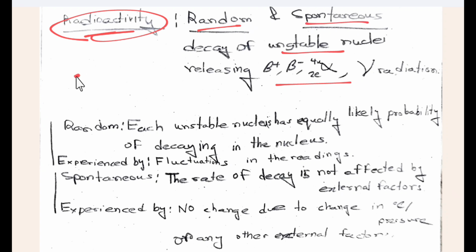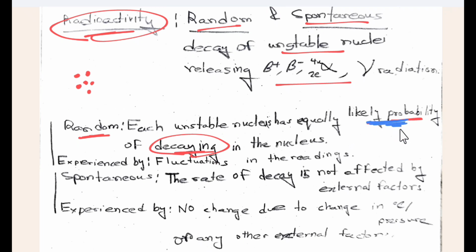Random means that, suppose these are our radioactive nucleus, and you cannot tell specifically which nucleus would decay. That means random means that each unstable nucleus has equal likely probability of decaying. That means you cannot tell which nucleus would decay, because each nucleus has equal probability of decay.